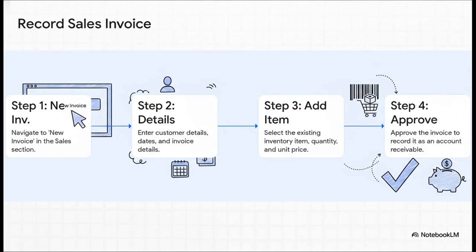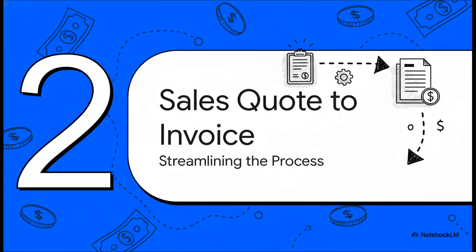The process for creating a sales invoice is analogous to that of a bill. You will navigate to New Invoice and enter the customer's details. The inventory item is then selected along with the specified quantity and price. Upon approval, the system records this transaction as an account receivable, which represents a formal record of money owed to the business.